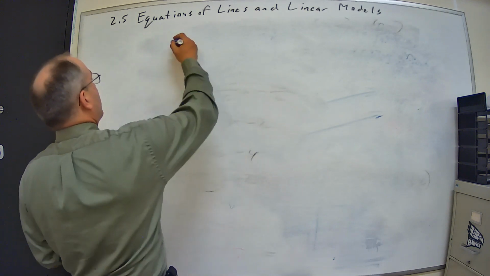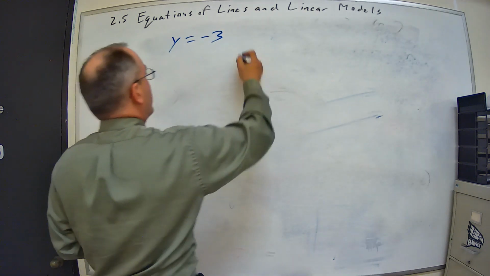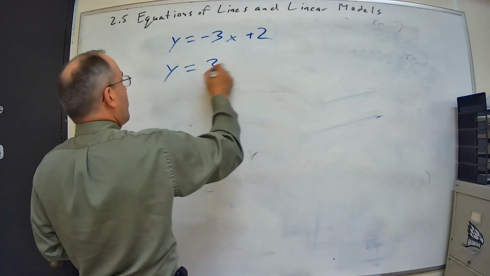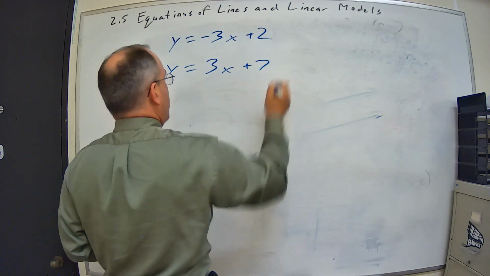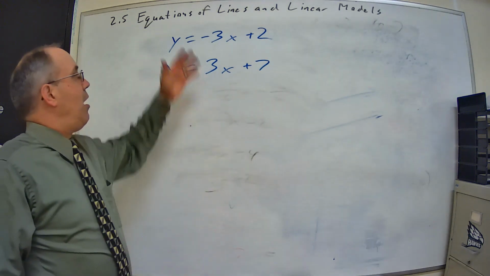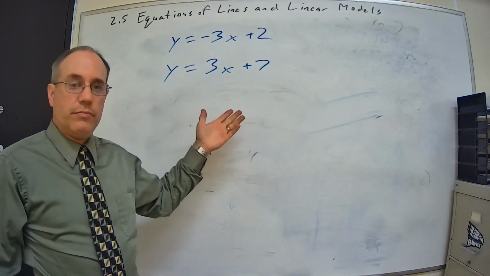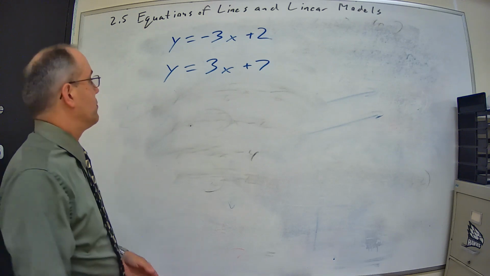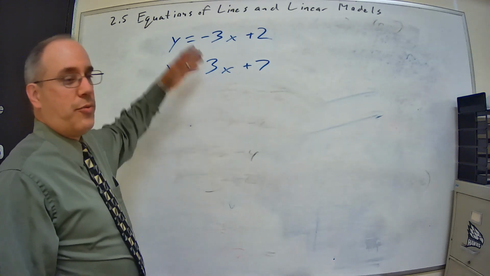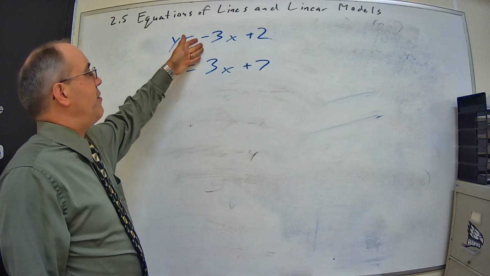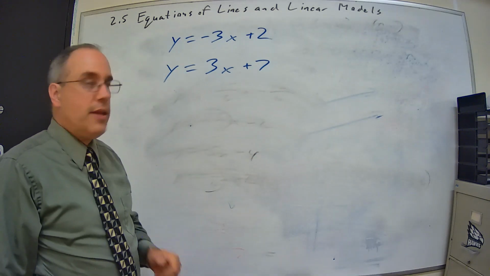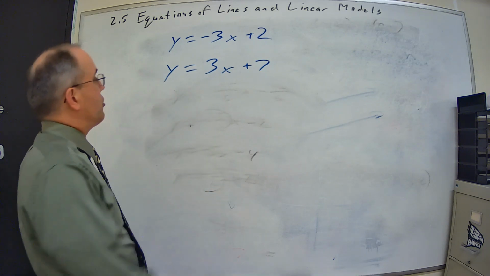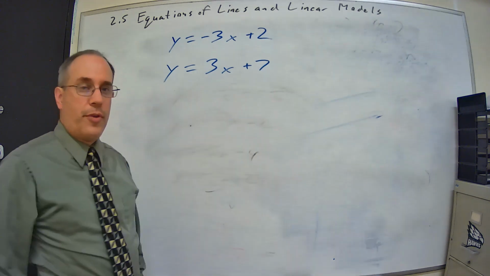What if we have y equal to negative 3x plus 2, and y equal to 3x plus 7? Are these lines parallel, or do they intersect? And if they intersect, are they perpendicular? Now I made this nice and easy. We can just look directly at the slope. We have a slope of negative 3 and a slope of 3. So the slopes are not the same, so they're not parallel. So the question is, are they perpendicular?